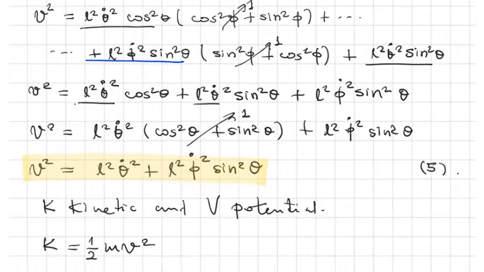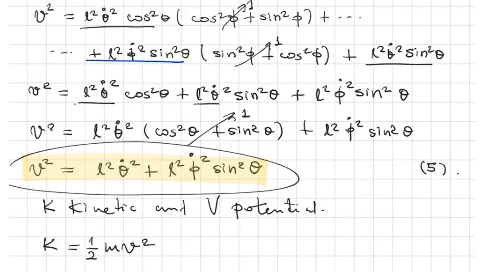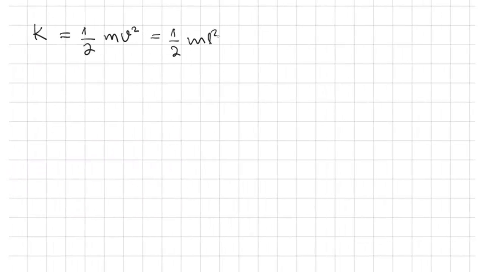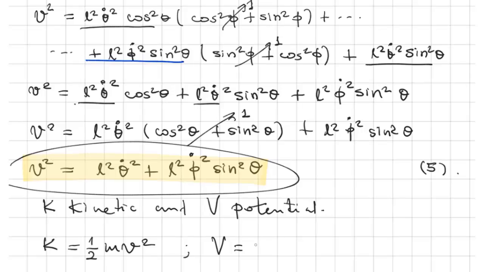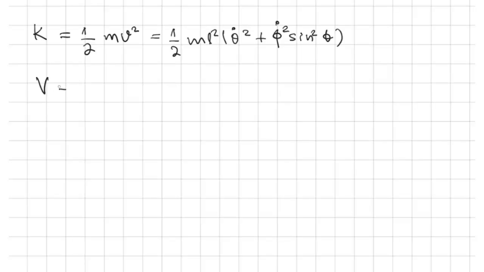We know the velocity squared already, equation number 5. I took L squared out as a common factor, and I get theta dot squared plus phi dot squared sine squared of theta. And the potential, you know that the potential energy is mass multiplying gravity multiplying the z position. Then V is equal to minus mgL cosine of theta, because the z position is minus L cosine of theta.